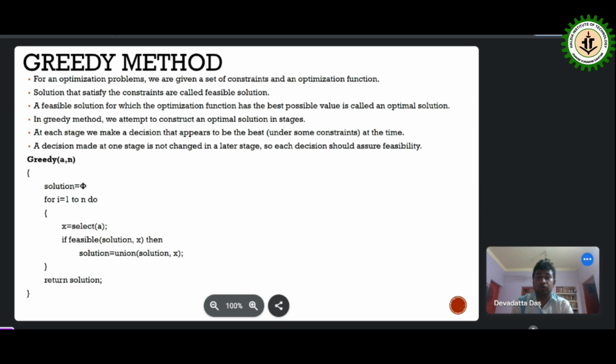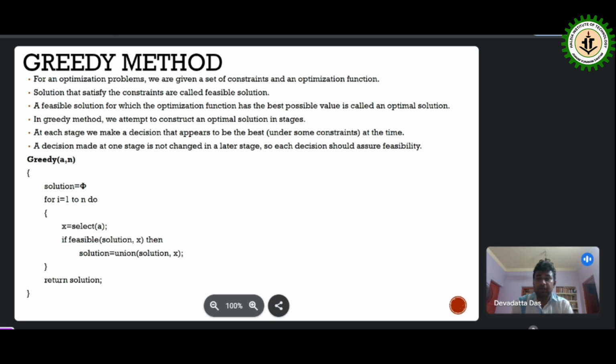We attempt to construct an optimal solution in stages. At each and every stage we make a decision that will be the best under some constraints at that time, and that decision is not changed in a later stage. So each decision should assure feasibility. Feasibility means the best possible value.